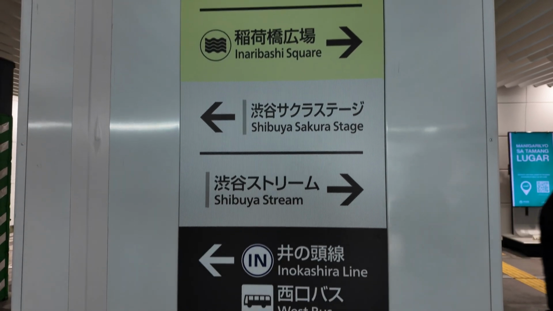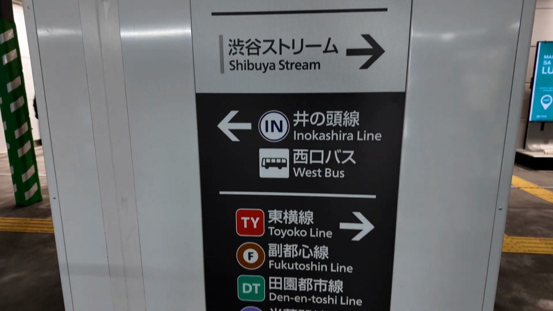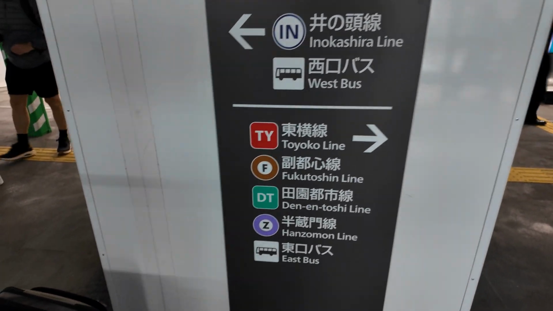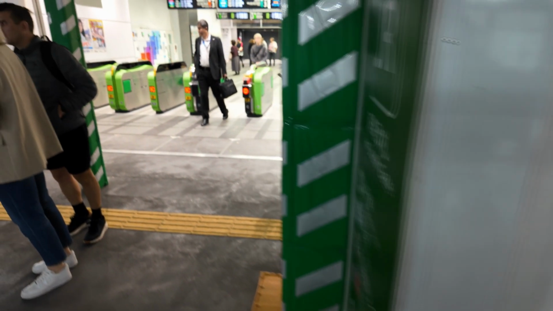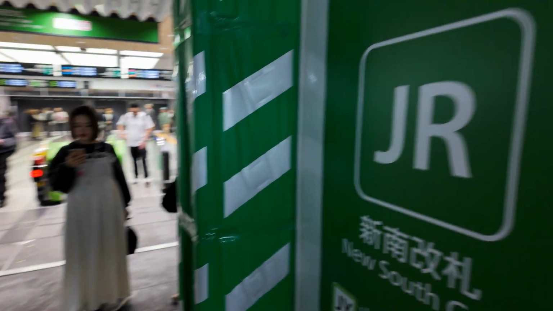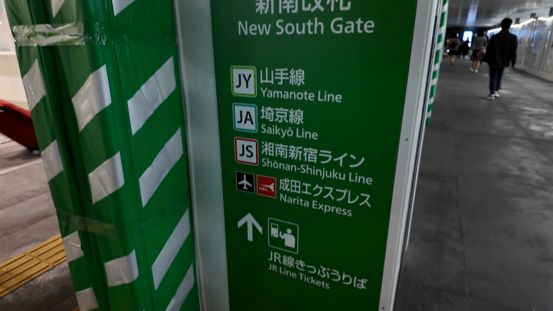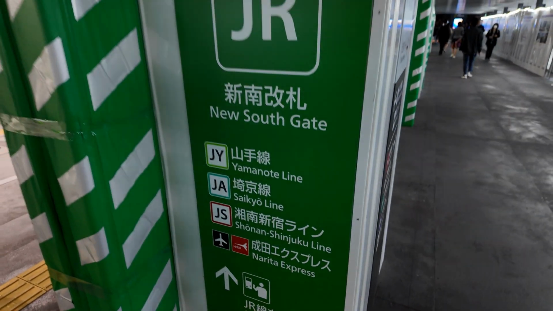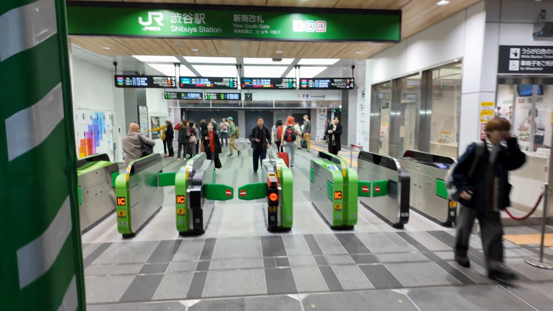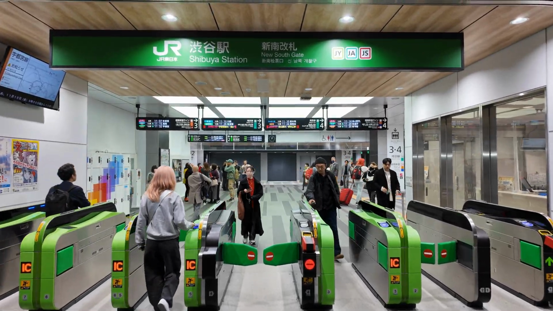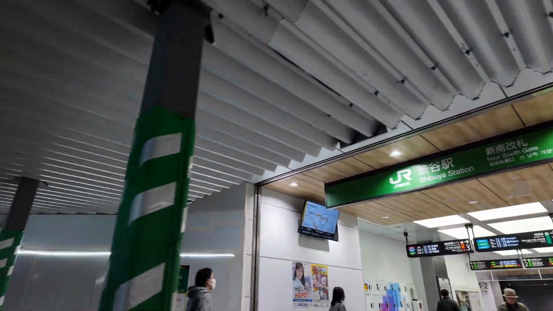So the trick is to exit the station at the new south gate. When you get off the train at Shibuya, look for signs for this exit. It's not all that easy to find, but you'll be glad you did. Once you go through the gates, you'll see signs like these, which point one way to Shibuya Stream and the other to Shibuya Sakura Stage. You want to go in the direction of Shibuya Sakura Stage, which should be on your right if you're coming out of the station gates. This footage I shot from outside of the gates.